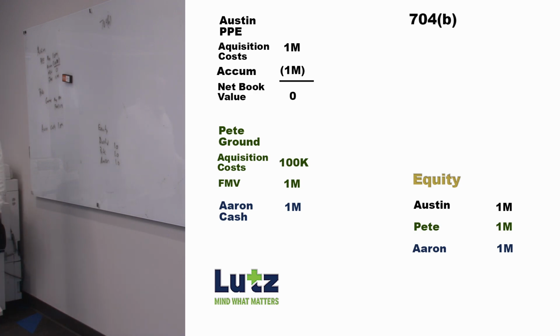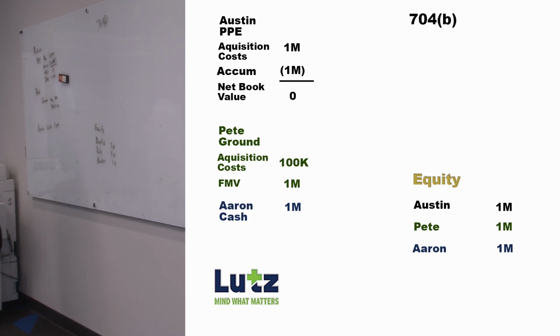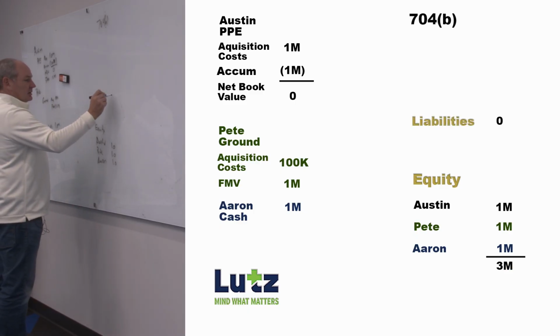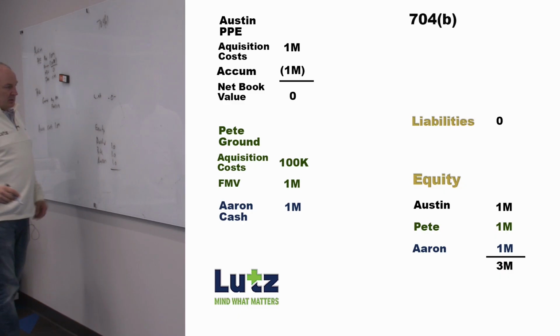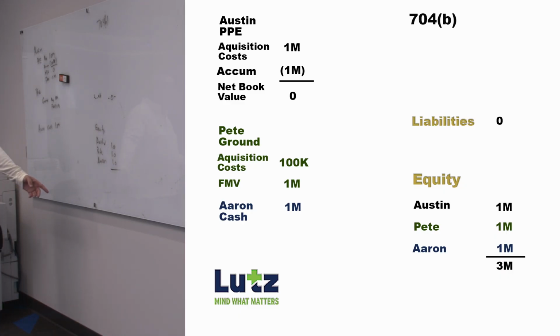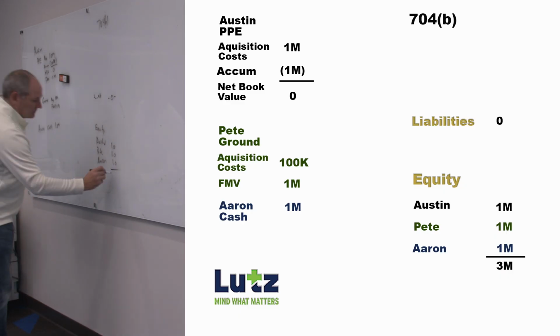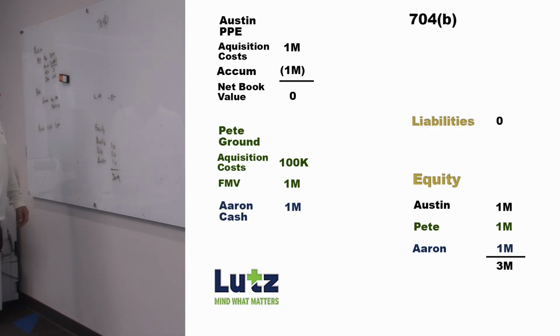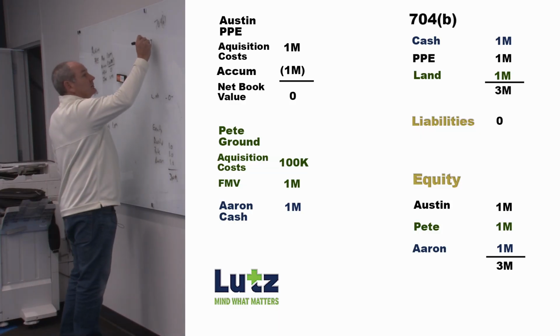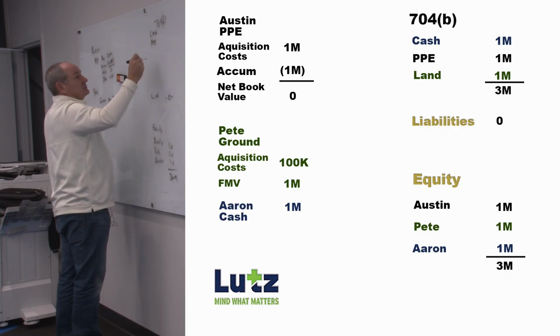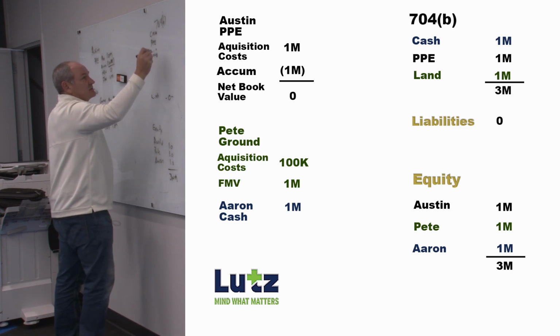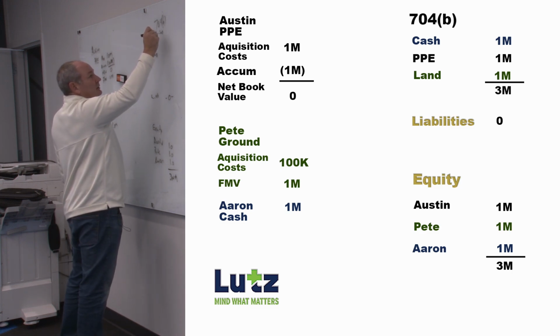Okay? Are there any liabilities on this? Nope. So liabilities is 0. So liabilities plus equity is how much? 3 million. Okay? So what assets were contributed? The PP&E. Let's probably start with cash. Cash is fine. Then land. And what's the value of those? They're all 1 million.